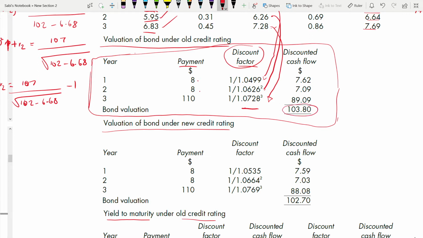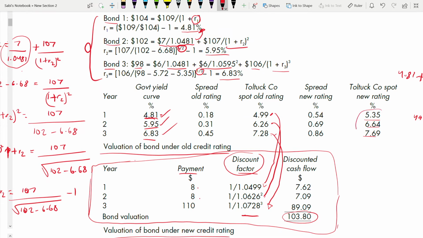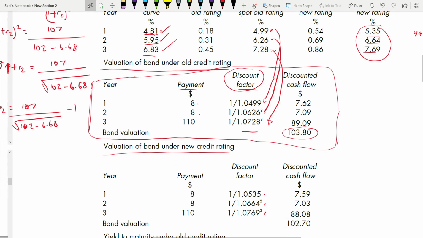Okay. Now for new, it is the same 1, 2, 3. Payment will be 8, 8, 110 because same bond. It's just the discount factor will be different. If you see, this discount factor is this. From where are we taking this discount factor? From this. These are the values. Don't forget to square for the second year and to the power of 3 for the third year, right? This is square and this is to the power 3. Then discounted cash flow 102.7.